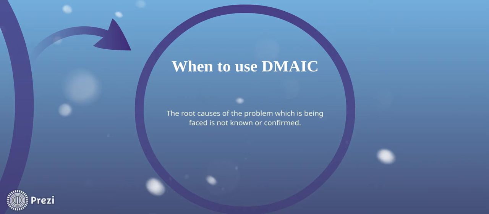When exactly do you use the DMAIC approach? Well, it's more of an organizational based approach, but this approach is used when an existing product or service fails to meet the customer requirement and does not function properly. Since the primary focus is on customer satisfaction, it is important to figure out when and when not to use this approach. Specifically, use this approach when the root cause of the problem which is being faced is not known or confirmed.